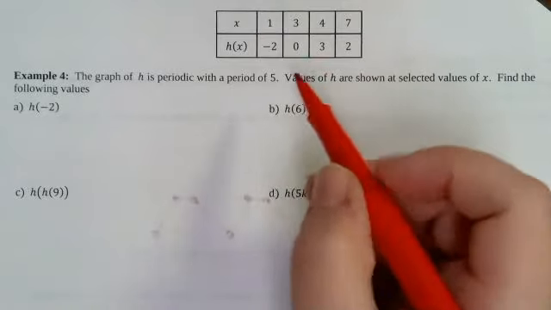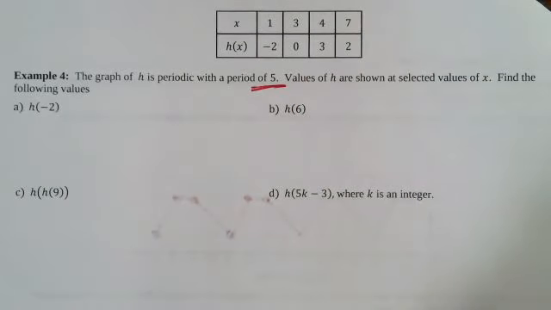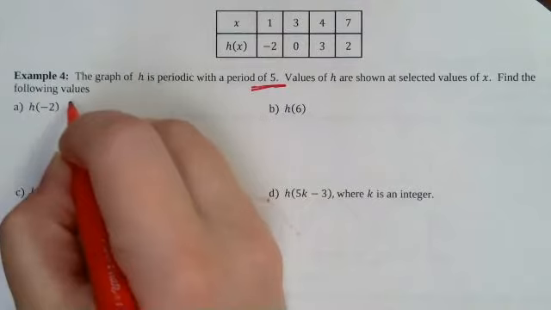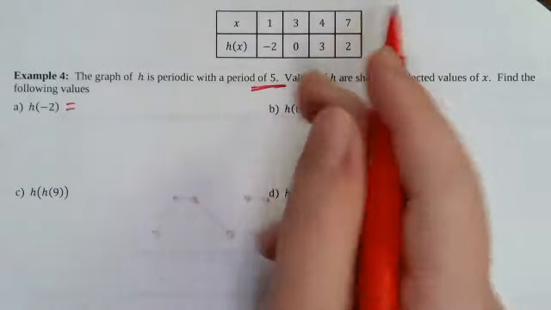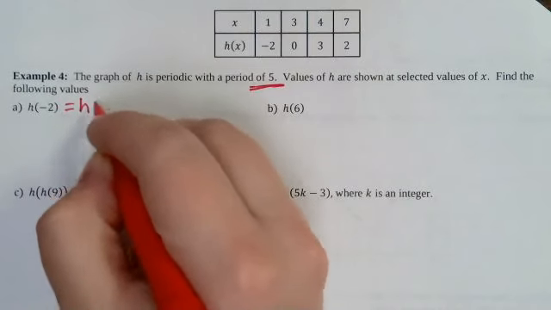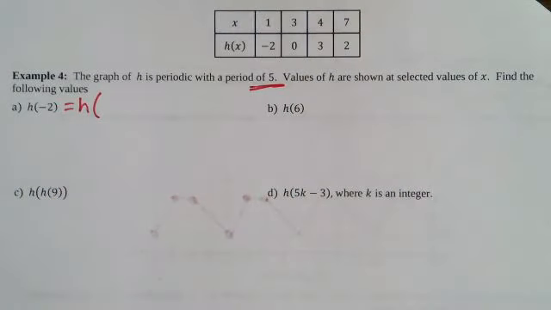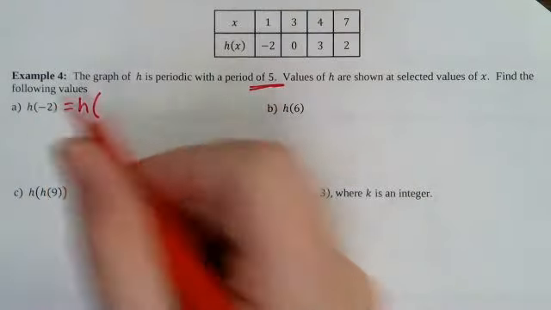What I'm going to do, knowing that this is a period of 5, is pick a number from the table, okay? And we're going to specifically pick one where if I were to add or subtract the period or a multiple of it, we would get this -2. So I'm looking through here.